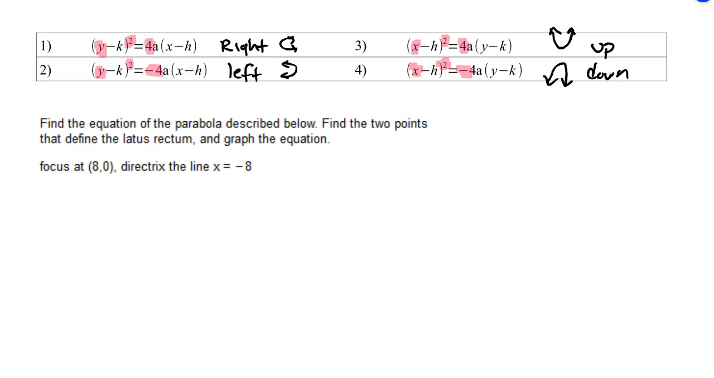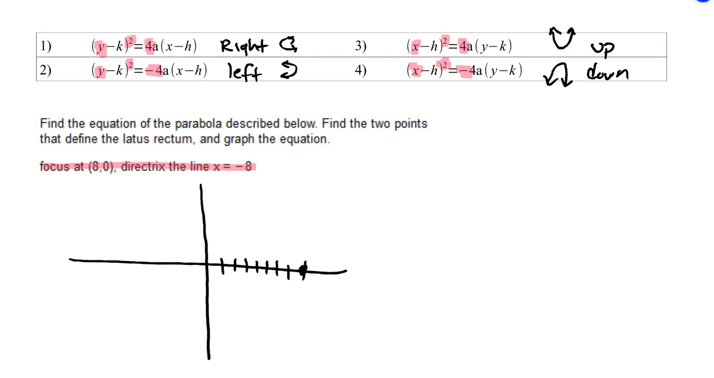So that's the first thing that I want to do when I look at this information, is to try to figure out the orientation of the parabola, because then I know which equation template to start building. So I like to draw a picture. If I have a focus at (8, 0) and a directrix that is x equals negative 8, I need to see which one of these match.